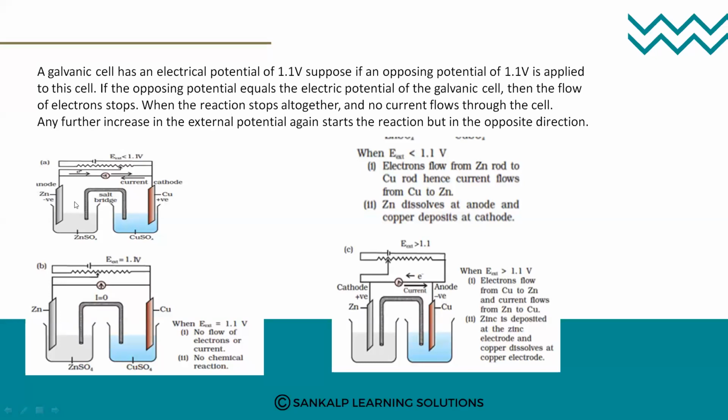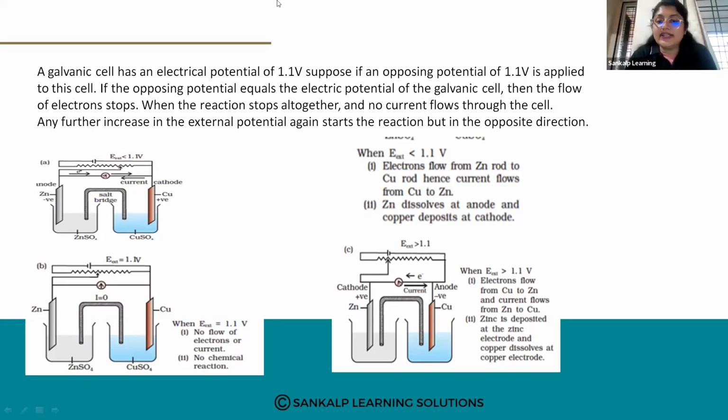The electrons will flow from copper to zinc. When it is more than 1.1, the electrons will flow from copper, that is from anode to the cathode, and the current will flow from zinc to copper. The current and the electrons flow in opposite directions. So if you apply external EMF more than 1.1, the electrons will flow from copper to zinc and the current will flow from zinc to copper. Zinc will be deposited at the zinc electrode and copper will be dissolved at the copper electrode.